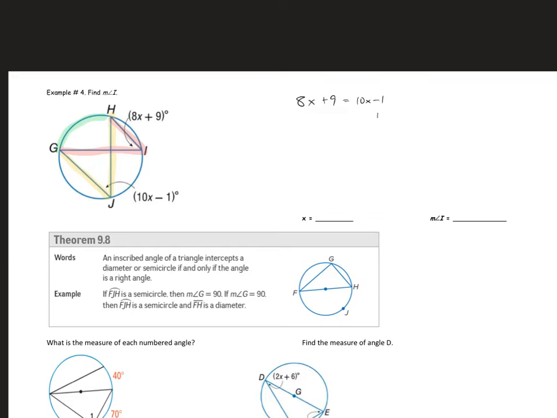Solving for x here, I'm going to add the 1 to both sides. I get 8x plus 10 equals 10x. I subtract my 8x from both sides. I get 10 equals 2x. Divide both sides by 2, and I get that 5 equals x. So we're not finished because they want to know what is the measure of angle I. So the measure of angle I is equal to 8 times 5 plus 9. That is 40 plus 9, which is 49 degrees.